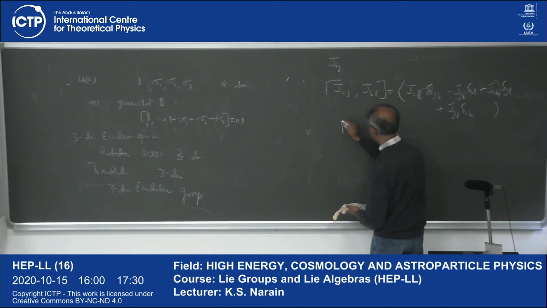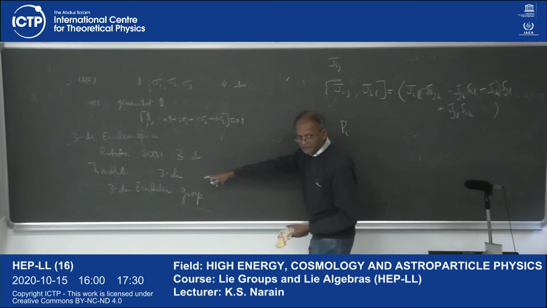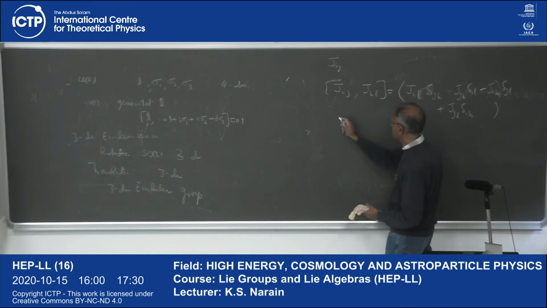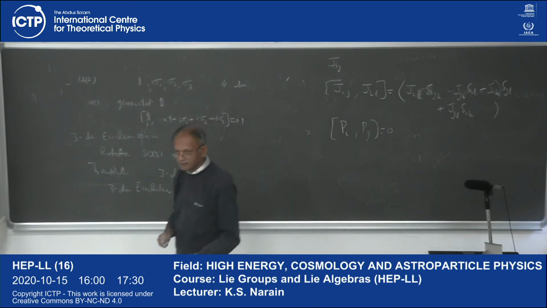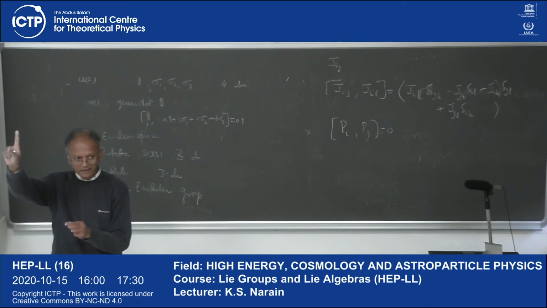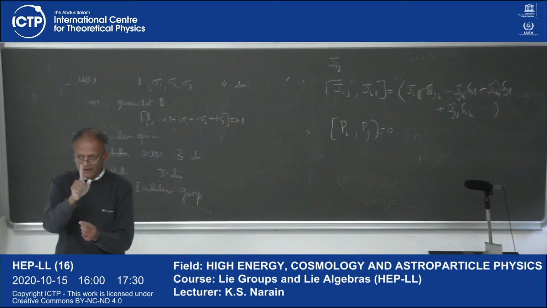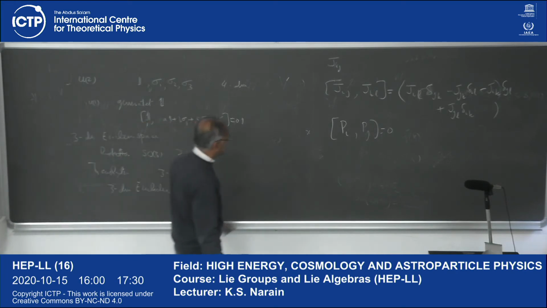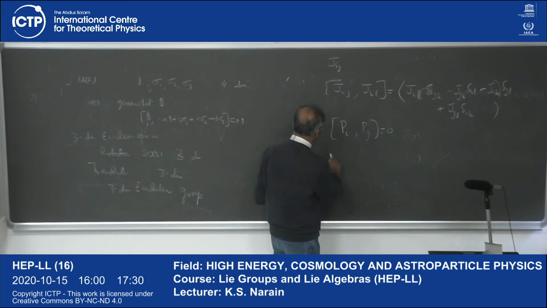So the translation generators, there are 3 of them because we are working in 3 dimensions. And P_i, i again goes from 1 to 3. They commute, of course. [P_i, P_j] is 0, because whether you first translate in the x direction, then in the y direction, is the same as if you first translate in the y direction and then the x direction. So this commutes. But this does not commute.